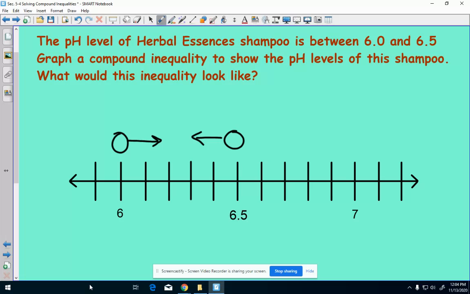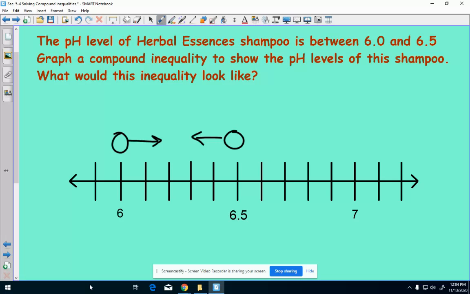Think about this statement in your head for a second. Do both requirements have to be fulfilled here? Does it have to be greater than 6 and also less than 6.5? Or does it only have to be one of those things? It has to be both, right? Well, let's think about this. The pH scale goes all the way up to, do you know? Okay, 14. Good job.